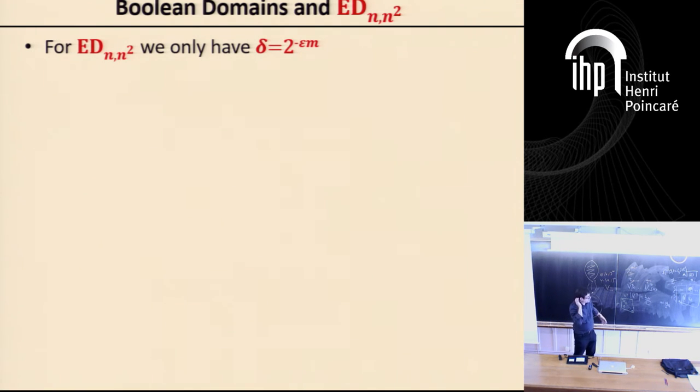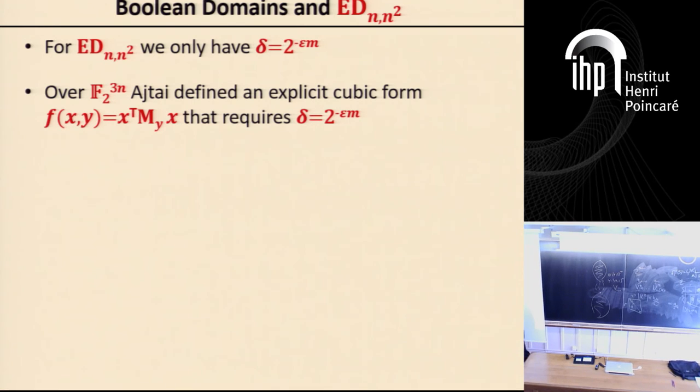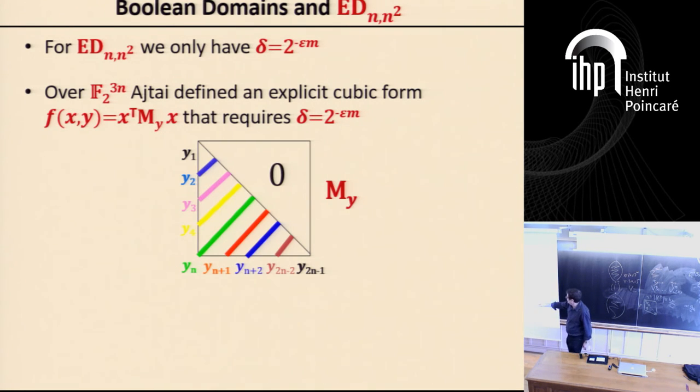What about Boolean domains? So we needed in this that the domain size had to be at least like 2 to the k over epsilon or something like this. We needed big domain size. For a function like element distinctness, the best rectangle bound you can get is like 2 to the minus epsilon n. And Boolean domain, it's even worse. So Itai defined a particular explicit cubic form, which is given by a matrix whose entries are filled in from y, x transpose x, that also requires this kind of delta. So it's basically plug in the values of y.